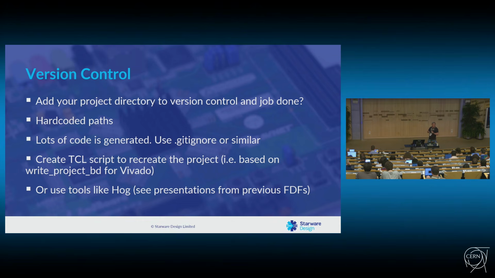Which generally means you have to write your own scripts, some Tcl scripts. In Vivado, you have project BD, which does a lot of legwork for you. Of course, you don't have to write your own script. You can use Hog, since we are here at CERN. There are presentations from previous FTF or on YouTube if you want to see how to use it.